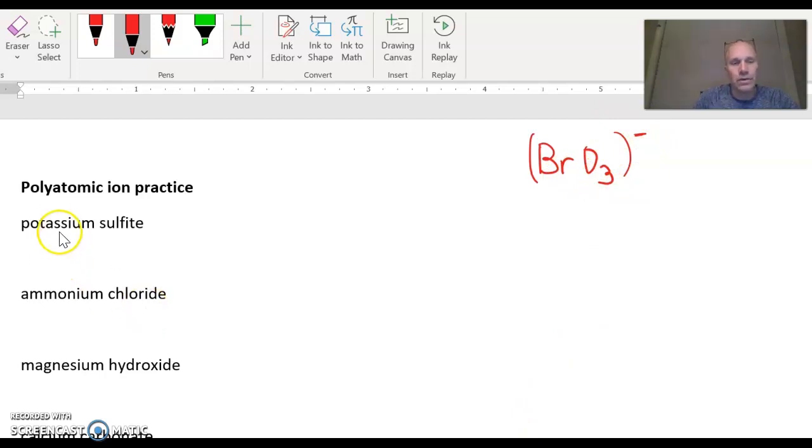The first example that we're going to come to is potassium sulfite. First of all, how do we know that this is a polyatomic ion? The ones that are monatomic ions end in "ide." So this is not sulfide, this is sulfite. A quick rule of thumb is anything that ends in "ite" or "ate" is generally going to be a polyatomic ion.